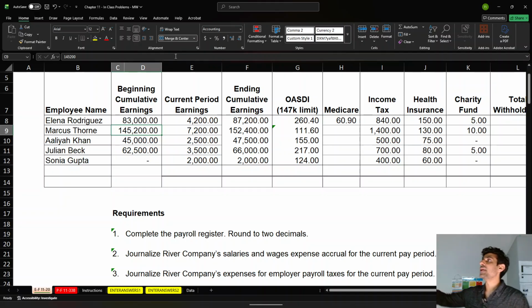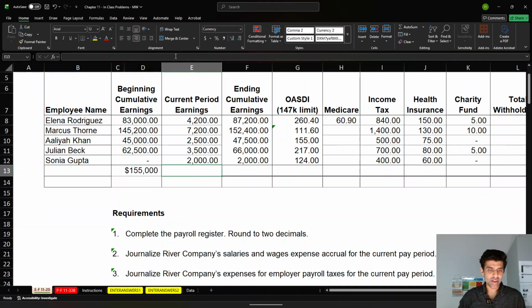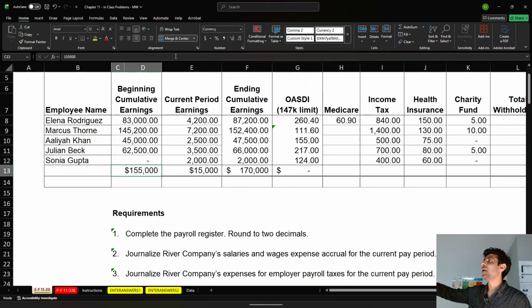If the person had already earned above 147,000 by the start of the pay period, let's just make up a hypothetical person who has already earned 155,000. Maybe they're earning 15,000 this pay period. They would pay zero OASDI because they are already above the limit. They already maxed out their payments in prior pay periods. So at the start of this period, they were already maxed out on OASDI, so they won't pay any of it.